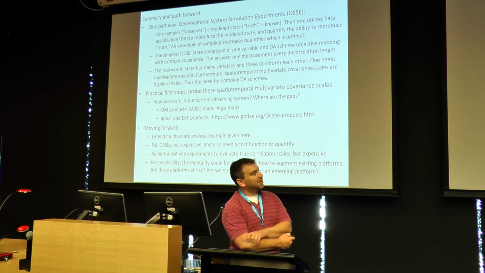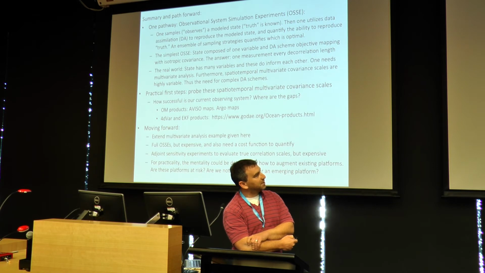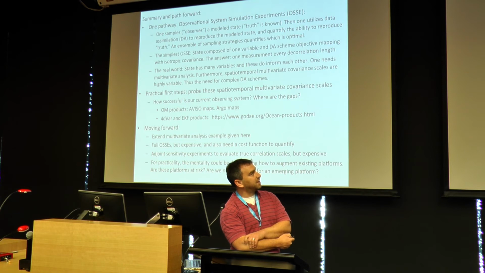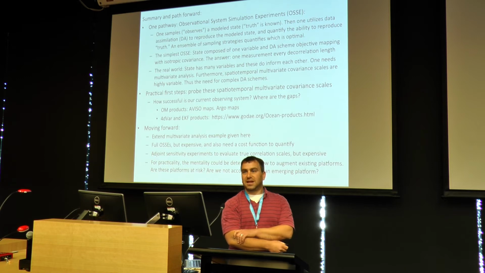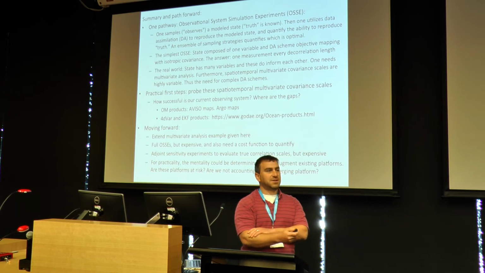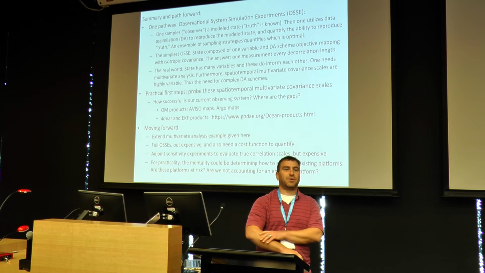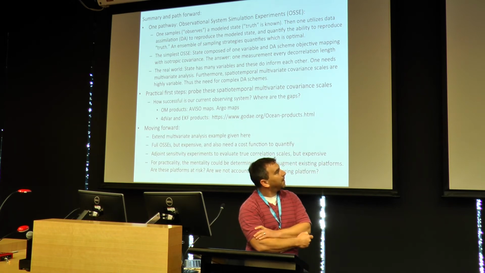Traditionally, the way people think of OSSEs is you sample a model state, so you observe the model state, and because it's a model state, truth is now known. You utilize some data assimilation method, it can just be what we did here, to try to reproduce the model state and quantify the ability to reproduce truth. By doing this with an ensemble of sampling strategies, you quantify which one is optimal. And this was Andrew's second to last slide, where he had the little line going through, and you can figure out if that strategy was optimal.